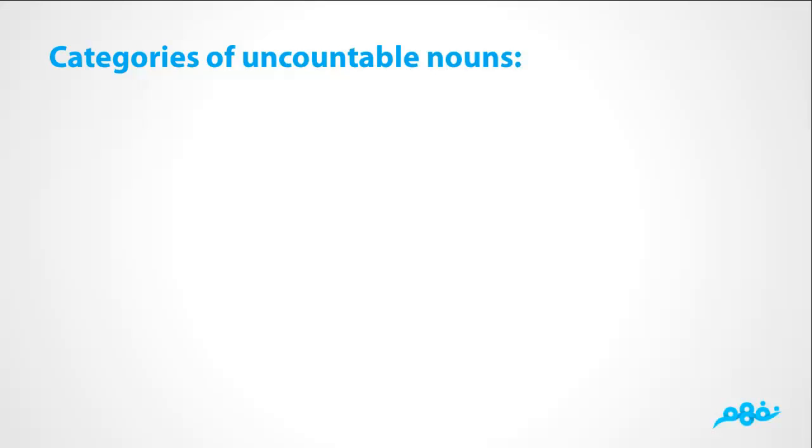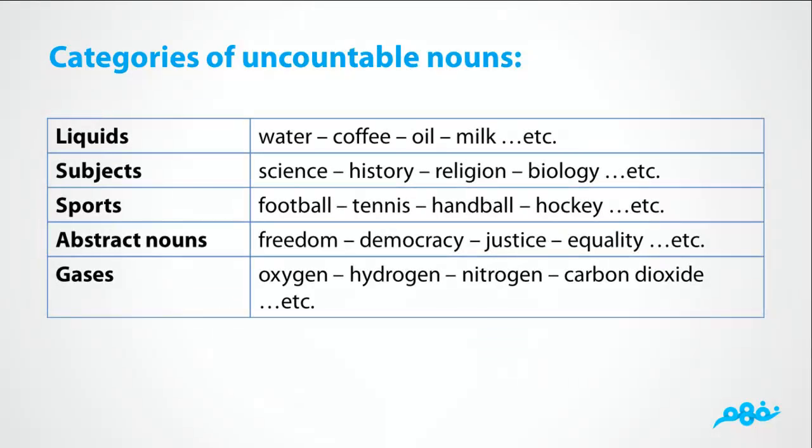Categories of uncountable nouns. Uncountable nouns can be put in some groups or categories. They are liquids, like water, coffee, oil, and milk. Subjects, like science, history, religion, and biology. Sports: football, tennis, handball, hockey. Abstract nouns, like freedom, democracy, justice, equality. Gases: oxygen, hydrogen, nitrogen, carbon dioxide.